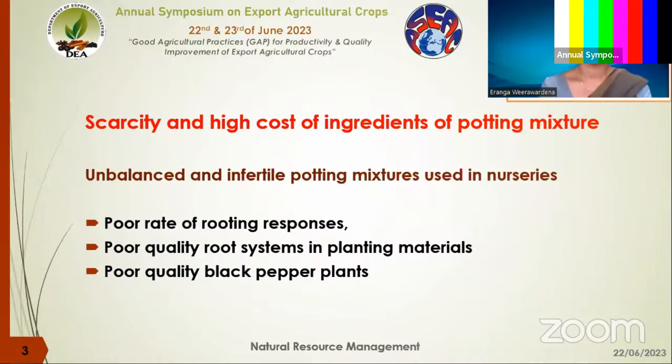So unbalanced and infertile potting mixtures used in nurseries may result in poor rooting responses, poor quality rooting systems in planting materials, and finally poor quality black pepper plants. So at the end, in the field, we can see poor field establishment rates, retarded growth of plants and low productivity in black pepper cultivations.